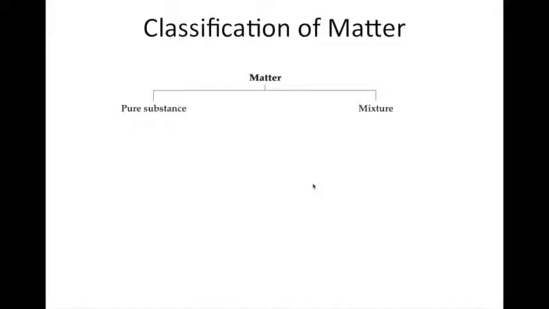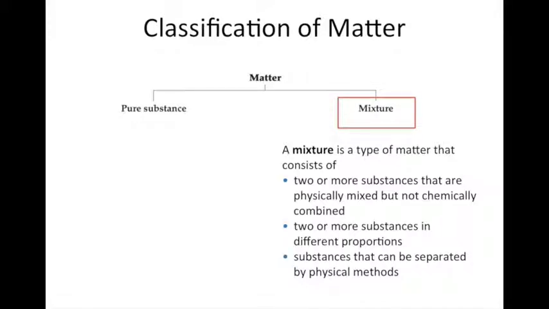So let's look at our second classification of matter, which is called a mixture. A mixture is a type of matter that consists of 2 or more substances that are physically mixed, but not chemically combined, and that is a very important thing to appreciate. So you can mix salt and pepper together, but the salt and pepper do not chemically bond together to form a new substance, so you just have a mixture.